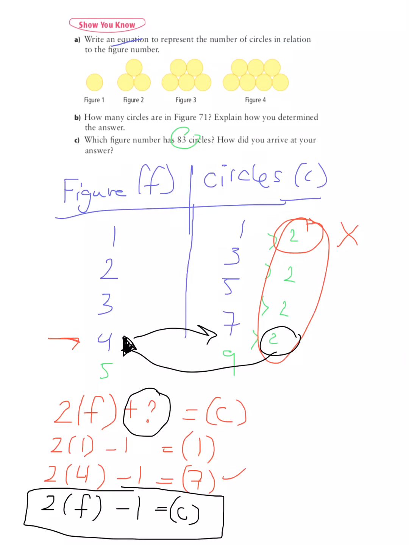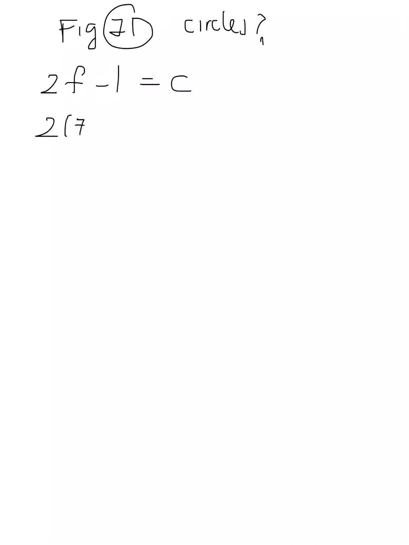Okay, so let's see part B. How many circles are in figure 71? So if we have to, figure number is going to be 71, and the circles we're trying to find out. So we're going to use our equation. So 2f minus 1 equals c. And instead of f, we're going to plug in 71.